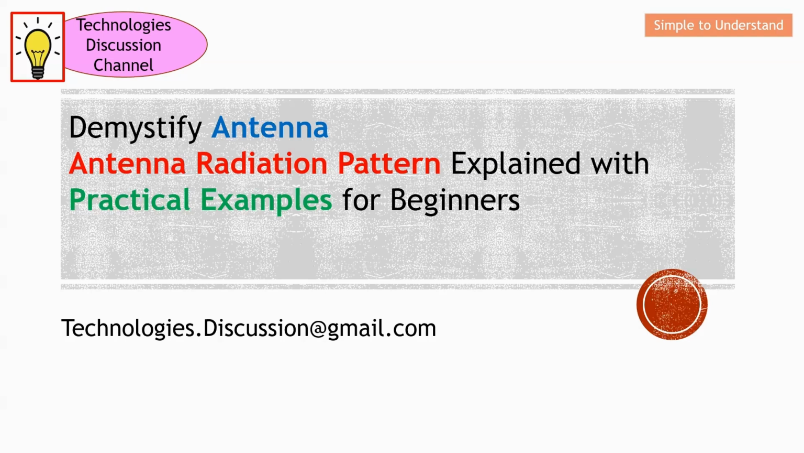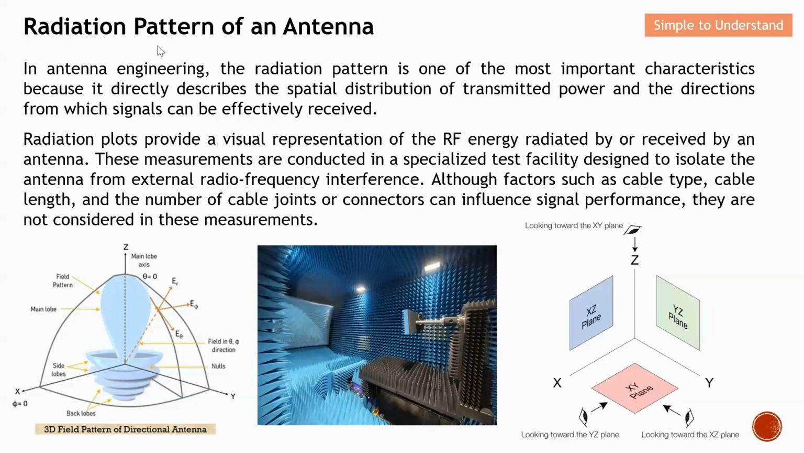So let's start. In antenna engineering, the radiation pattern is one of the most important characteristics because it directly describes the spatial distribution of transmission power. For example, this is the distribution of transmission power and also the direction from which signal can be effectively received. From here, you can see that this is a very directive antenna. They basically beam toward the receiver in a certain direction, which is the Z-axis.